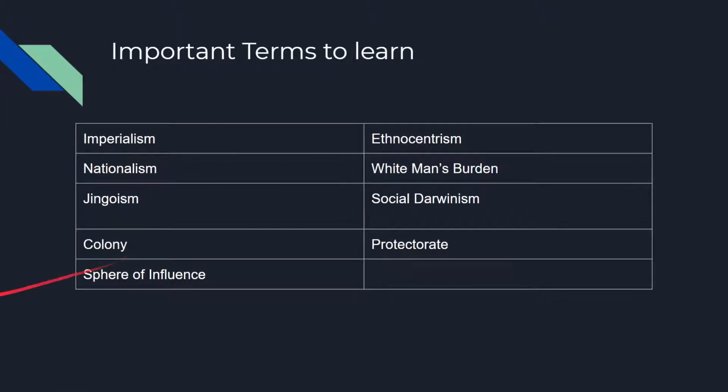So some important terms that we should be able to define by the end of this lesson are imperialism, nationalism, jingoism, ethnocentrism, the white man's burden, social Darwinism, colony, protectorate, and sphere of influence. If you're taking notes during this lecture, you should be able to define all of these words by the end of the lesson.